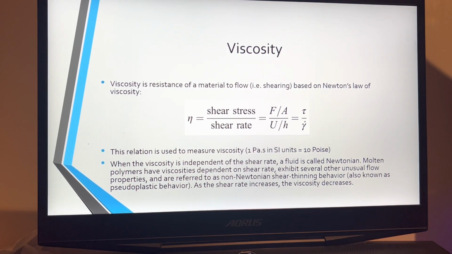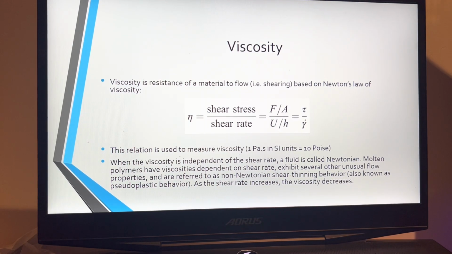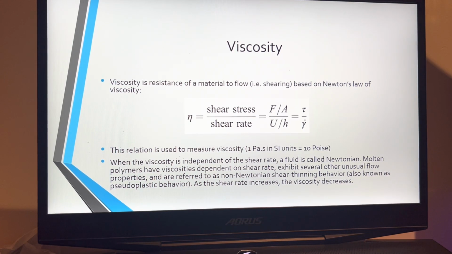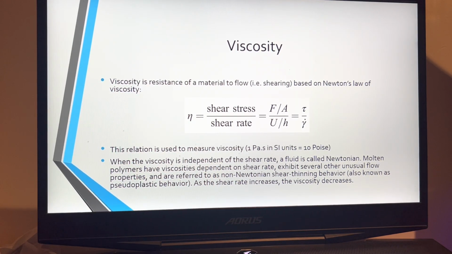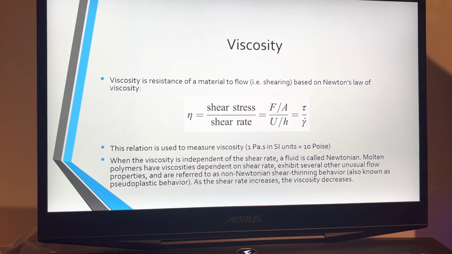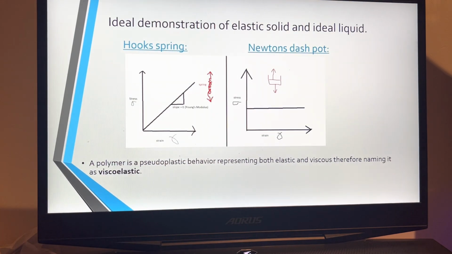However, molten polymers have viscosities dependent on shear rate as well. This exhibits several other unusual flow properties and is referred to as non-Newtonian shear thinning behavior, which is also known as pseudoplastic behavior. As the shear rate increases, the viscosity decreases.